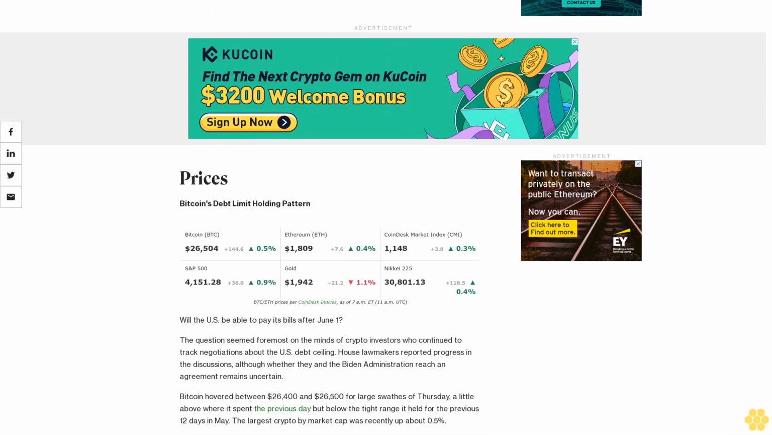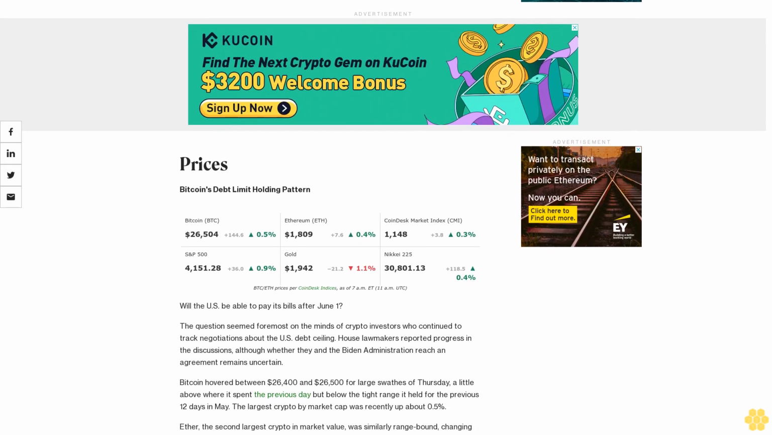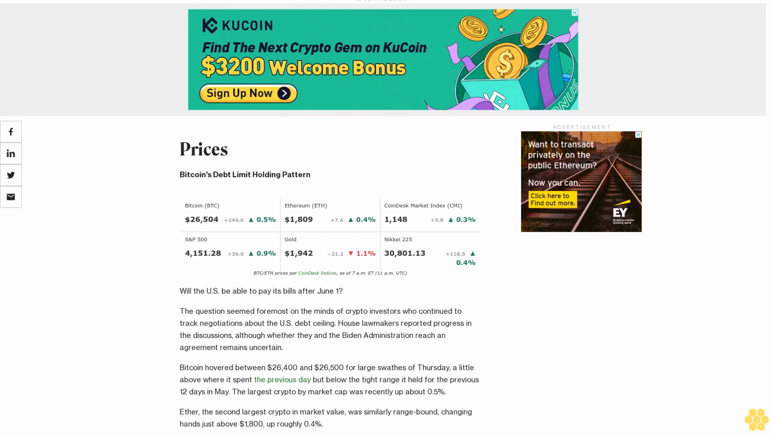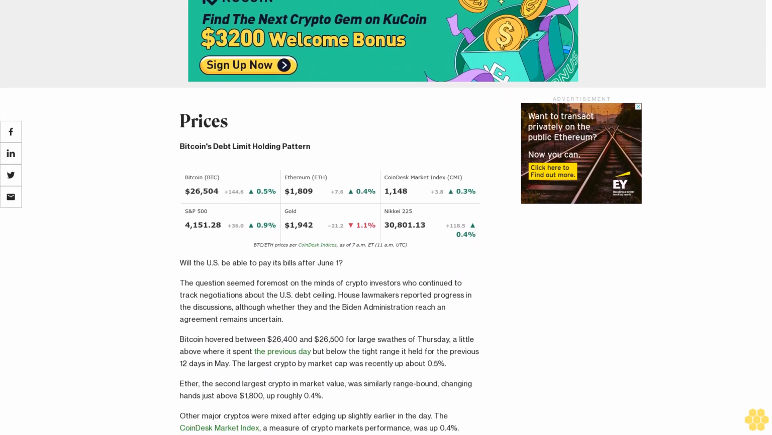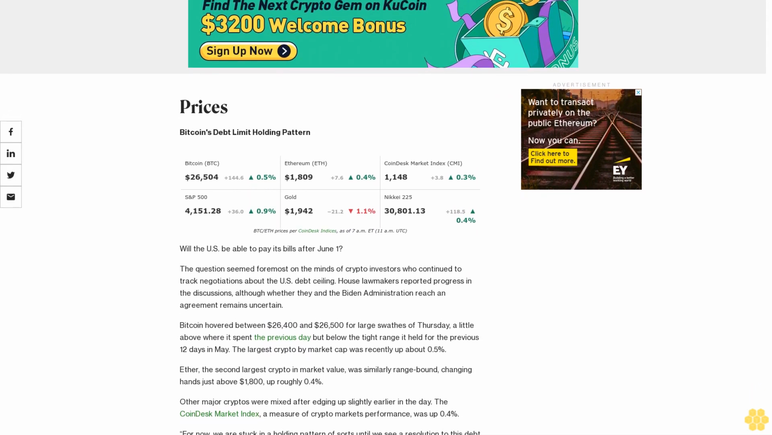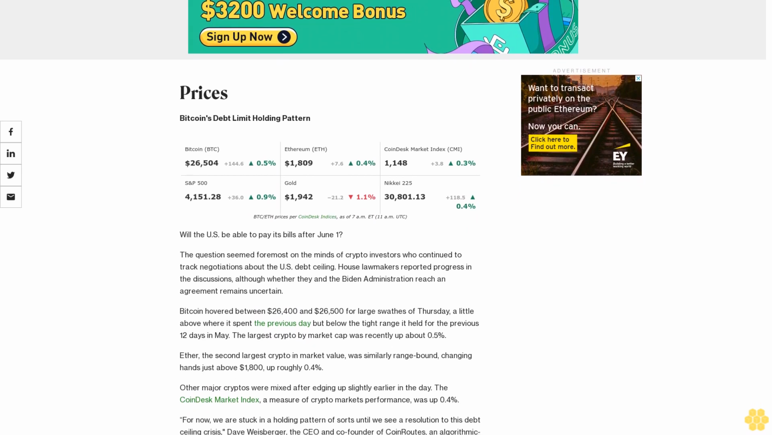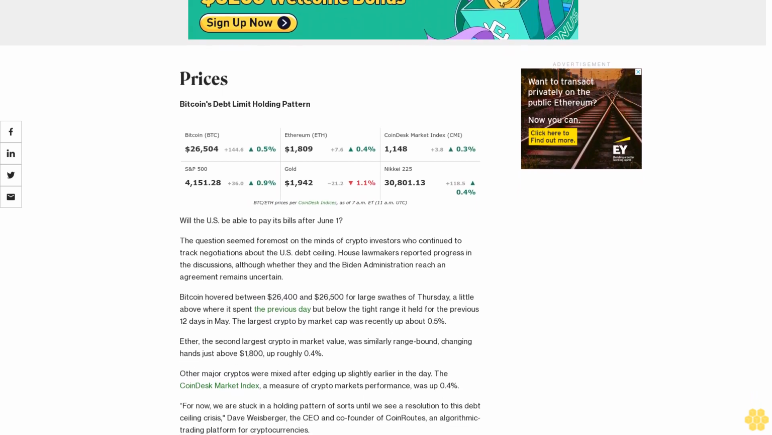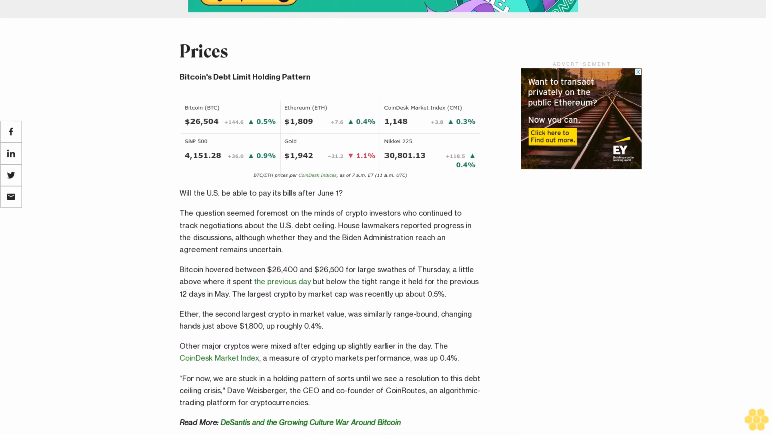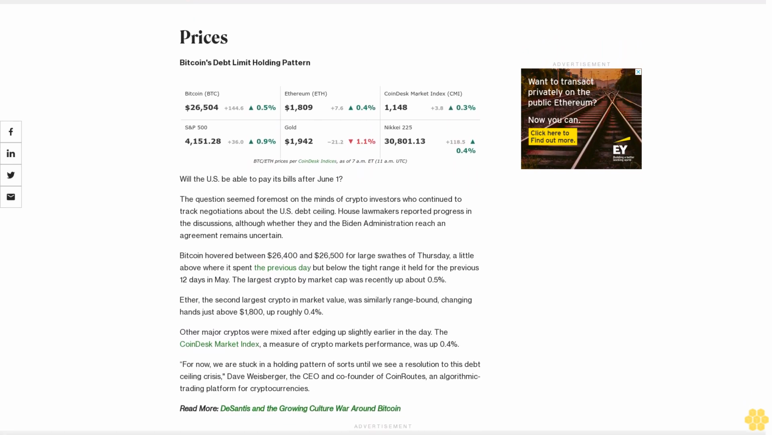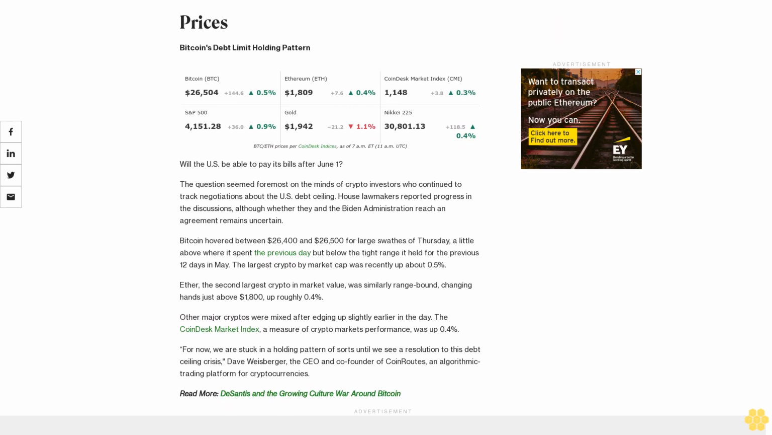Bitcoin hovered between $26,400 and $26,500 for large swaths of Thursday, a little above where it spent the previous day, but below the tight range it held for the previous 12 days in May. The largest crypto by market cap was recently up about 0.5%. Ether, the second largest crypto in market value, was similarly range-bound, changing hands just above $1,800, up roughly 0.4%.